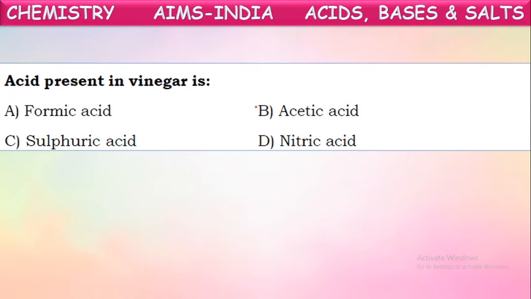Next, the acid present in vinegar. Yes, vinegar contains one of the acids. What is the acid present in vinegar? It is acetic acid. Acetic acid is present in vinegar.